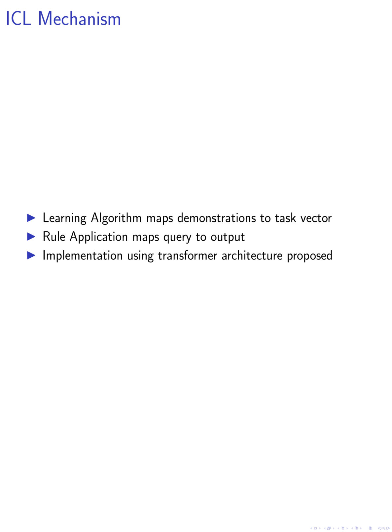The learning algorithm maps the set of demonstrations to a task vector, independent of the query. The rule application then maps the query to the output based on the task vector. The mapping from the set of demonstrations and the query to the predicted output is represented as a function of the task vector and the learning algorithm applied to the demonstrations.